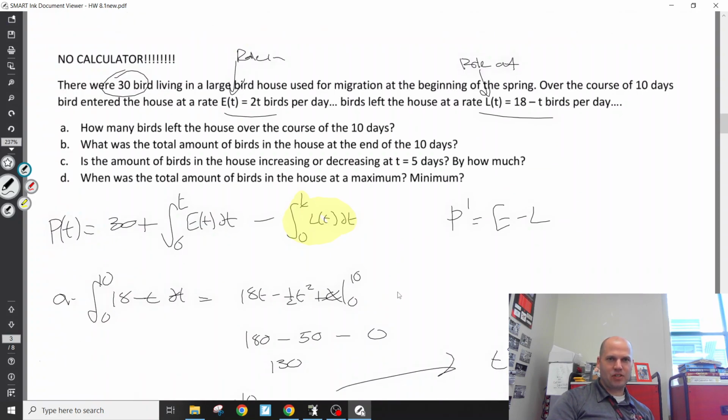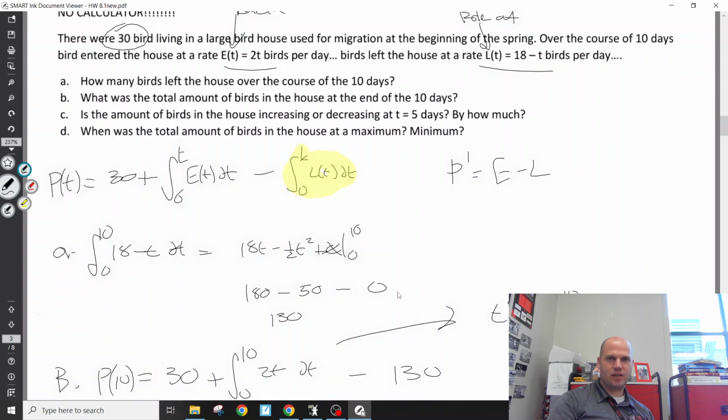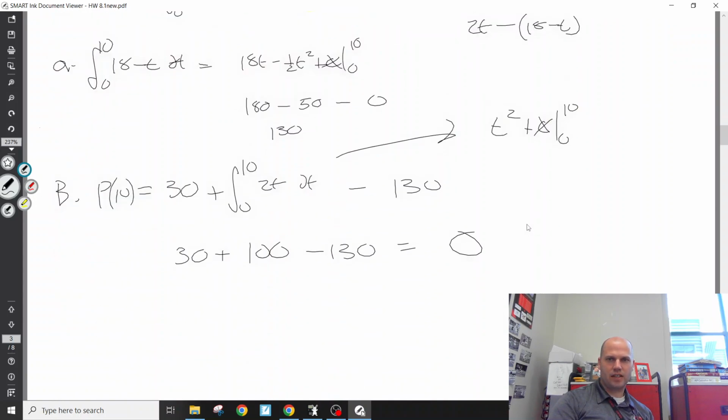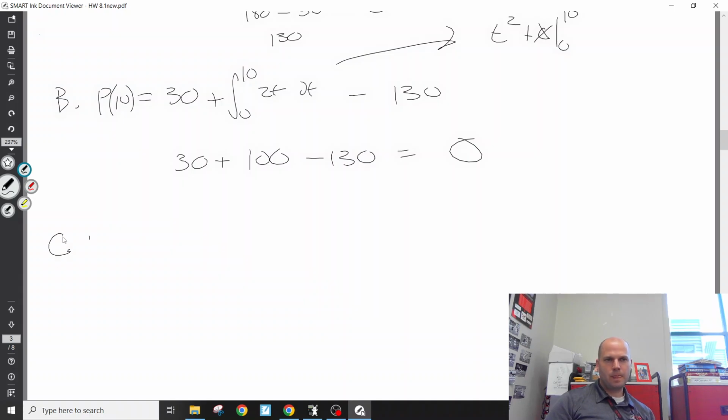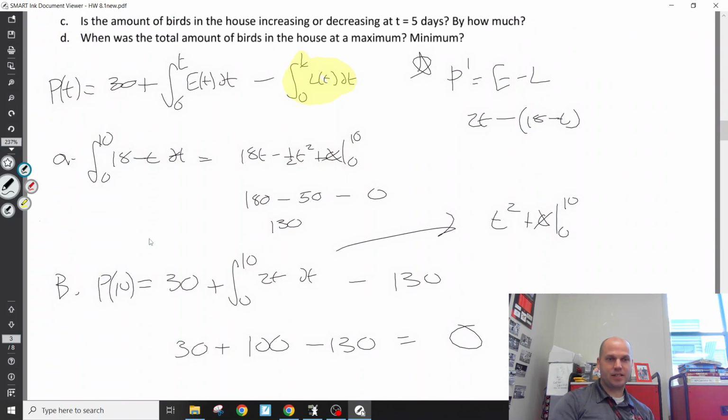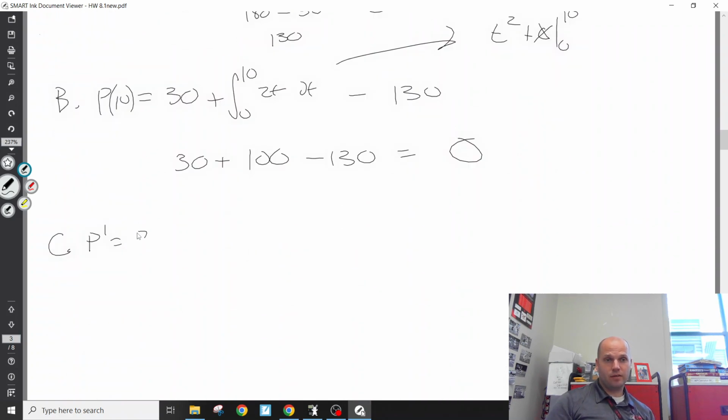Is the amount of birds in the house increasing or decreasing at t equals 5 days, and by how much? Okay, now we need our derivative sign analysis. Yay! E minus L. Okay, let's write that down. C, P prime equals E minus L, 2t minus 18 minus t. Yo, guys, you don't have a calculator.